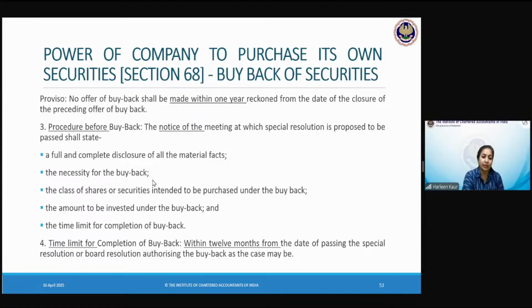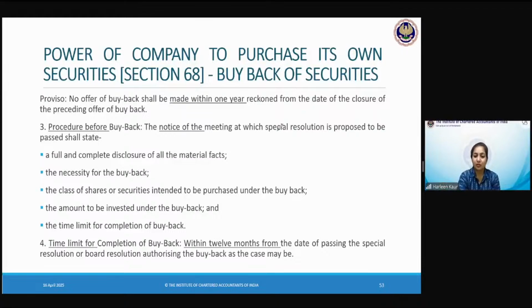Very good. Fully paid. And what is the time period within which the buyback should be completed? 5 years, 8 years, 2 years, 1 year. Oh my God. Itne intelligent bache. All the answers were correct. Now let's see the procedure before buyback. So notice will be sent at the special resolution.